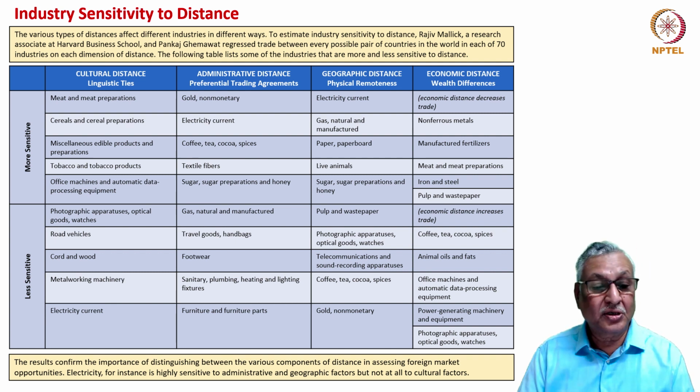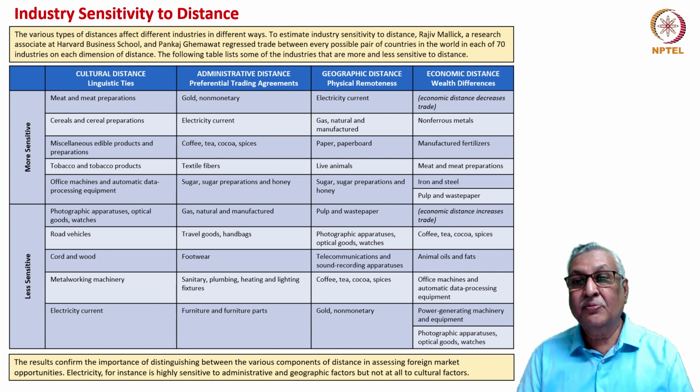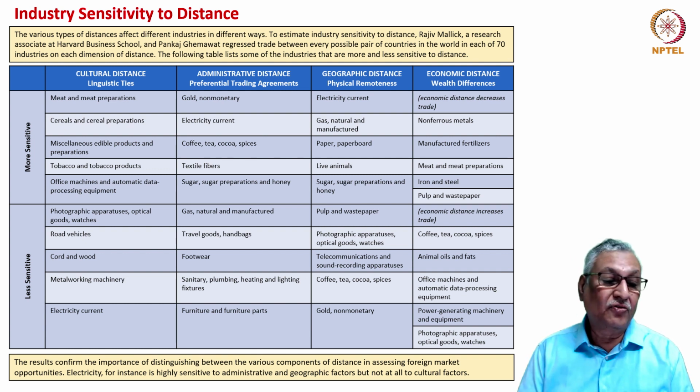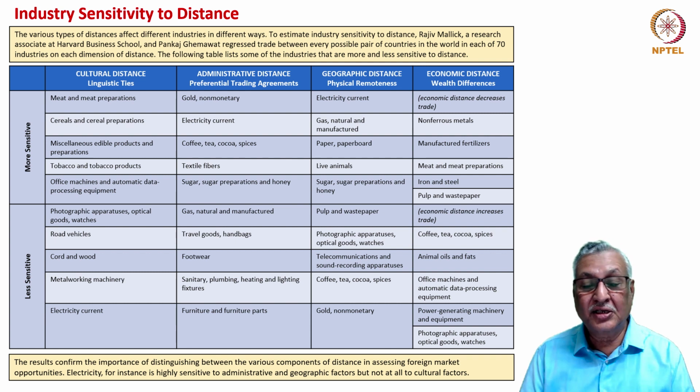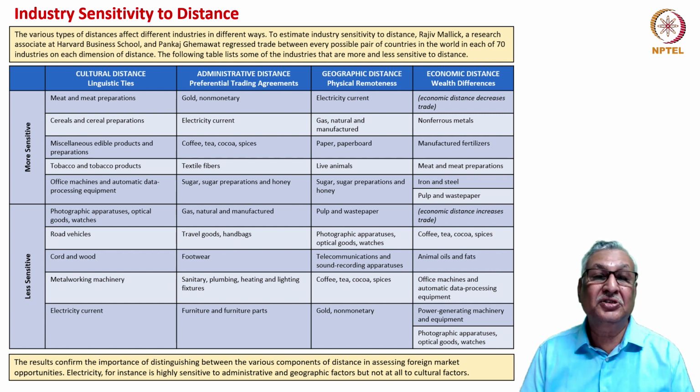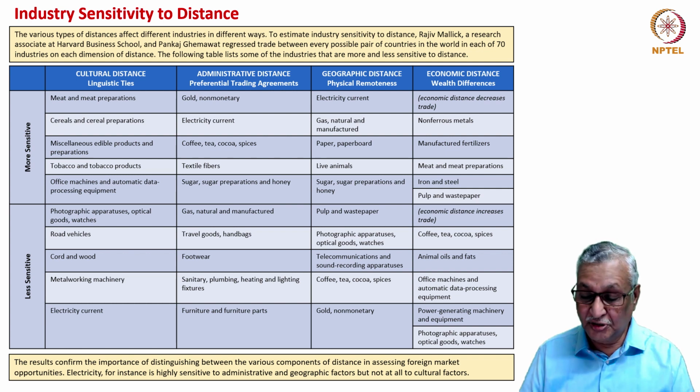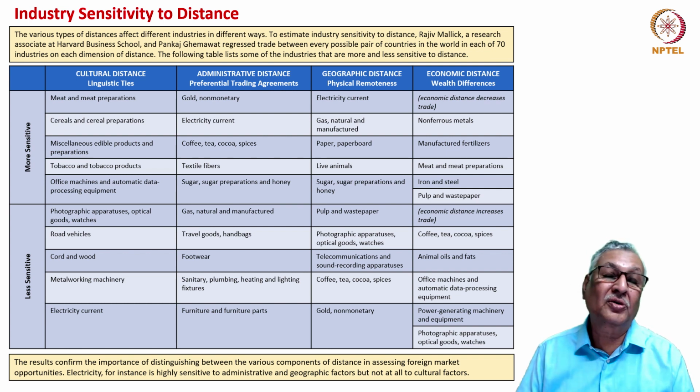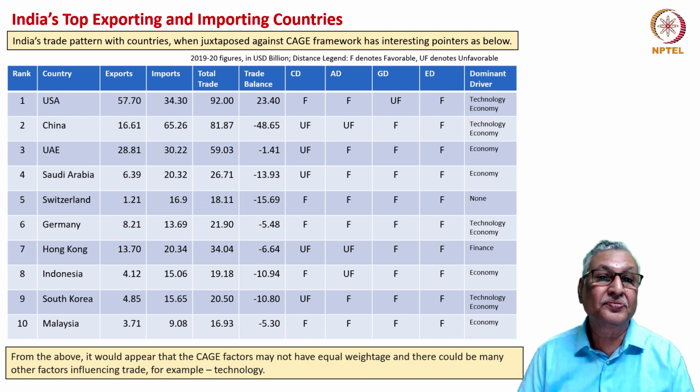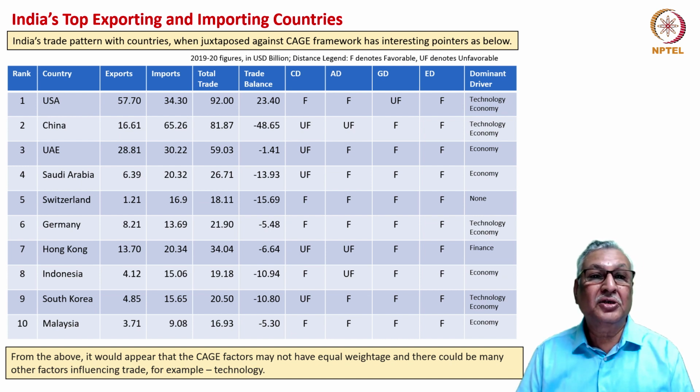These results, however, confirm the importance of distinguishing between the various components of distance in assessing foreign market opportunities. Electricity, for example, is highly sensitive to administrative and geographic factors, but not at all to cultural factors because it is an essential item. So industry sensitivity to distances of the four types has to be understood before a proper global strategy is established. Let us look at India's top exporting and importing countries.